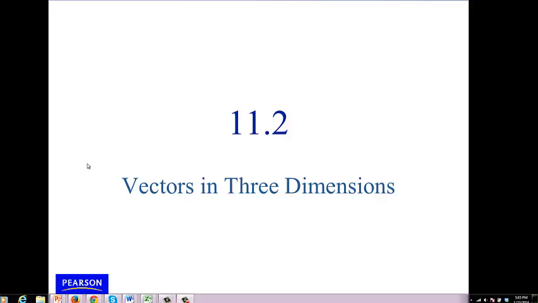Hello, this is section 11.2 and we are going to talk about vectors in 3 dimensions. Up to this point of our study of calculus, we limited our calculations to functions, curves, and vectors that can be plotted in a 2-dimensional xy plane. However, a 2-dimensional coordinate system is insufficient for modeling many real-life examples.